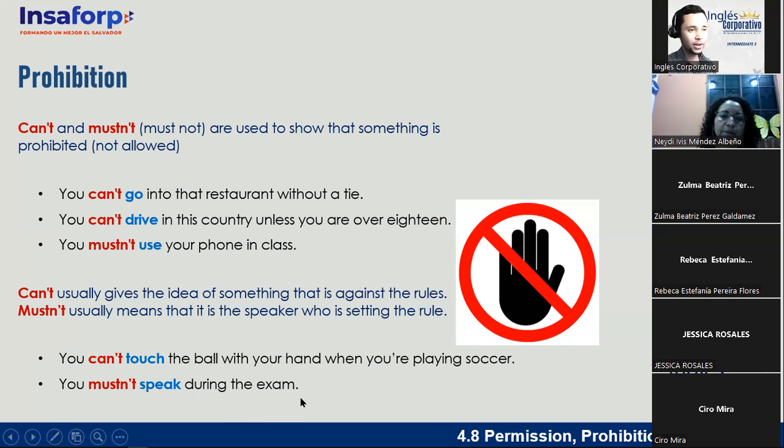Ahora, esta es una regla que al parecer la persona que está dirigiendo todo la ha impuesto. En este caso, el maestro. Si lo ve platicando ahí a la hora del examen, le va a decir, hey, hey. Okay, you mustn't speak during the exam. La misma persona que está hablando está imponiendo la prohibición. Ahí es que se ocupa mustn't. Pero si ya hay una serie de reglas establecidas, entonces lo mejor es ocupar can't, ¿ok?